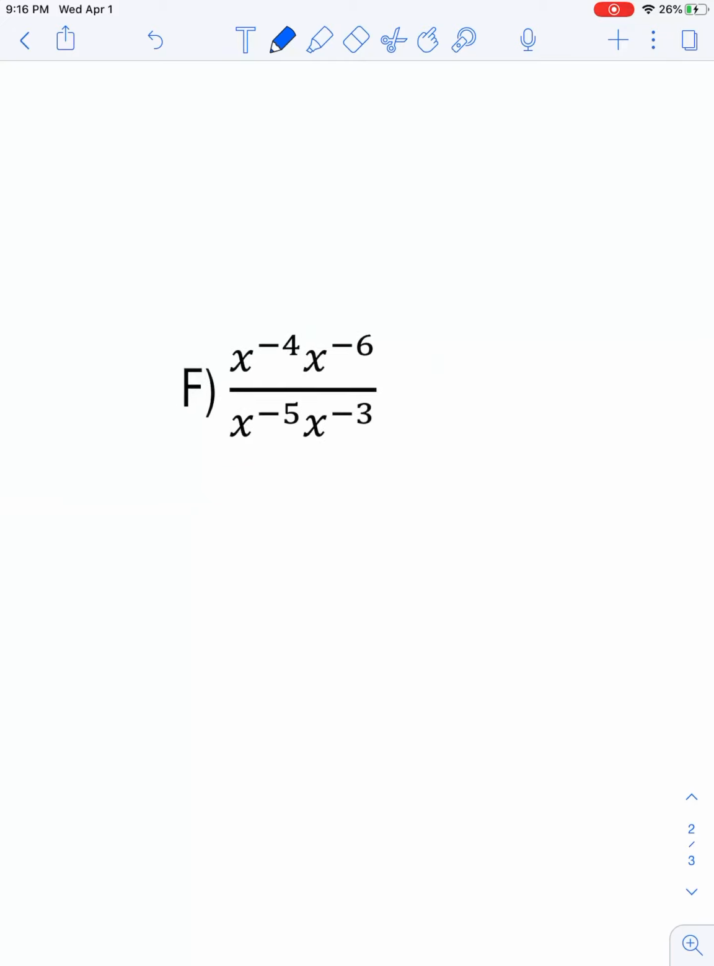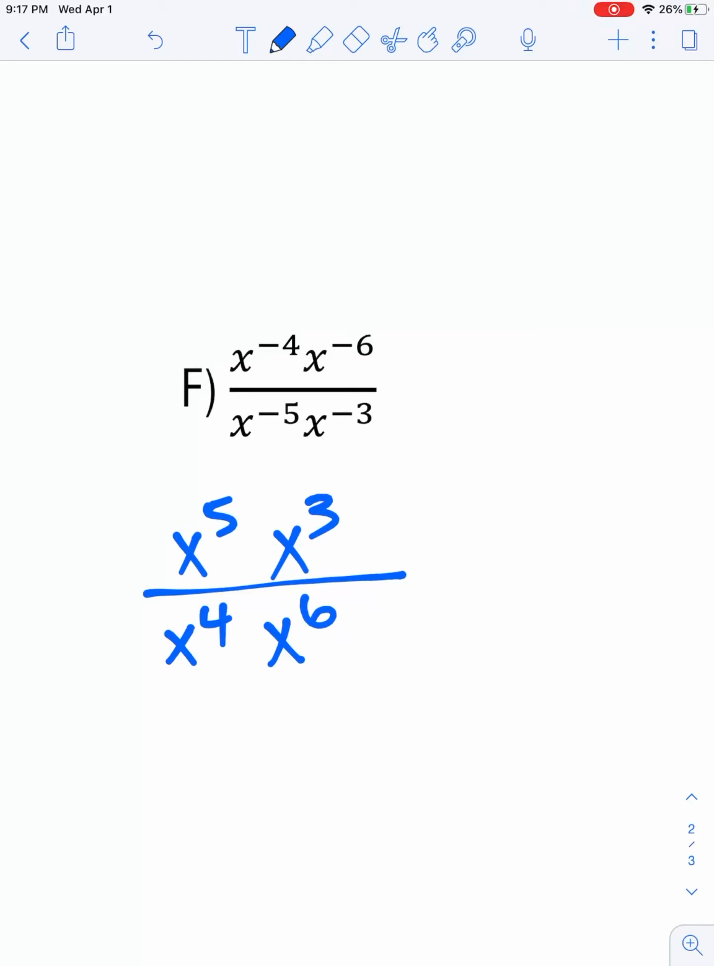All right, there's a couple options for how we can do part F. One thing I like to sometimes do is just start out by getting rid of all the negative exponents, which all 4 of them are negative here. So x to the negative 4 will move to the bottom, become x to the 4th. Same with x to the negative 6, moves to the bottom, becomes positive 6. X to the negative 5, I can move to the top, x to the 5th. And same with x to the negative 3, that'll move to the top.